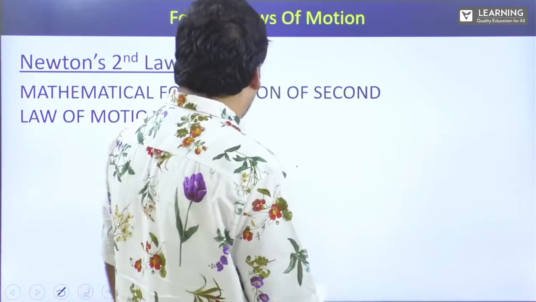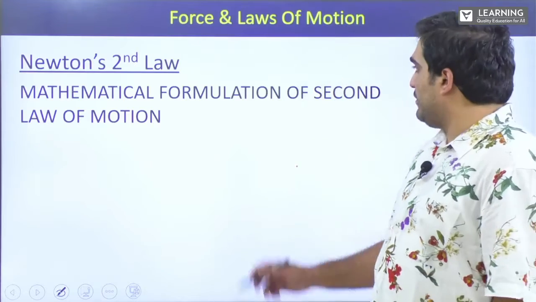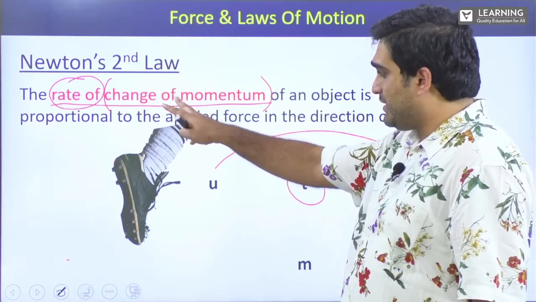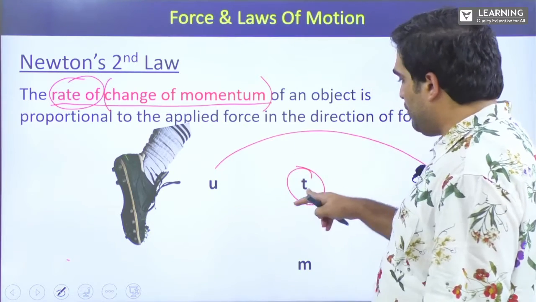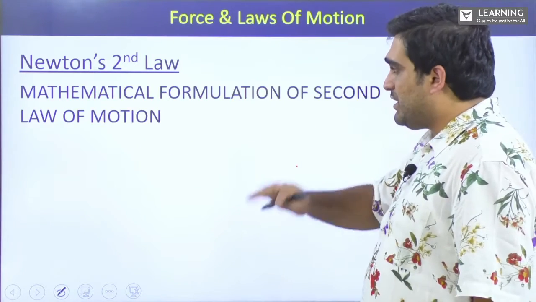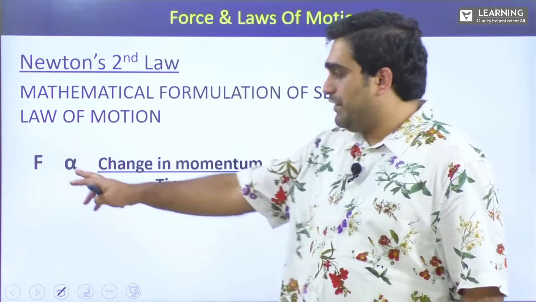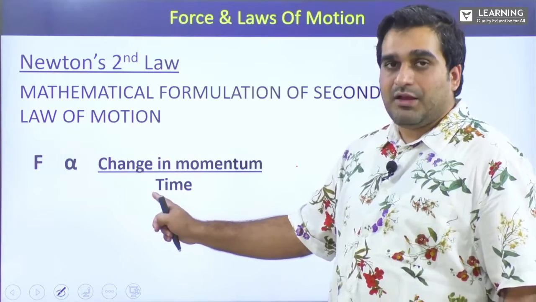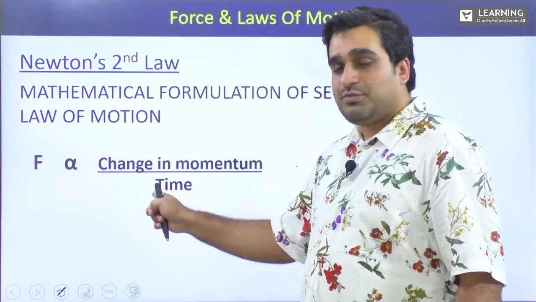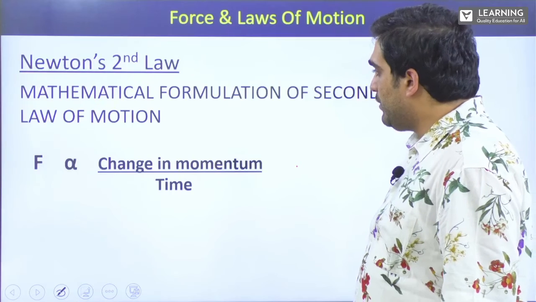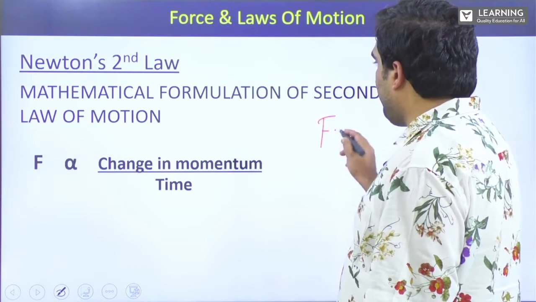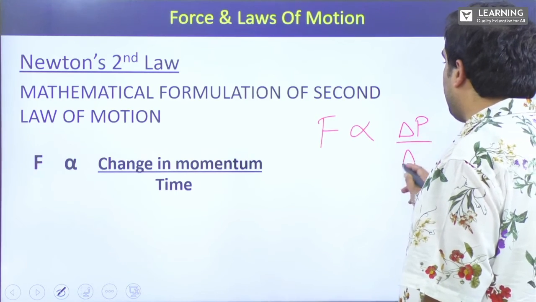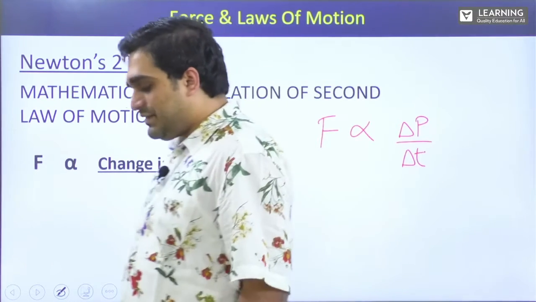So, the mathematical formulation of second law of motion. How do we put it in a mathematical format? Now that we have just understood by a statement the rate of change of momentum with respect to time, let us try to see the mathematical formulation. First, we have force that is directly proportional to change in momentum over time. Rate of change in momentum, that is with respect to time. So now we write F that is directly proportional to delta P by delta T. Delta T represents the time.